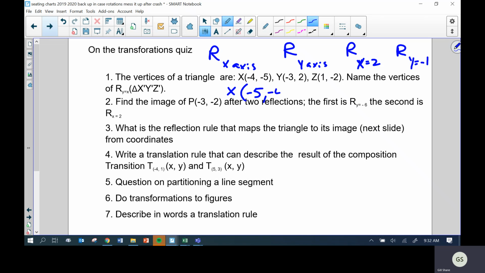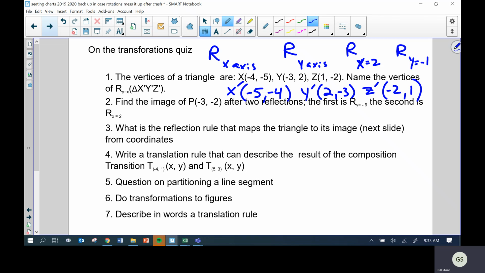So I'm literally just changing each point. So Y prime would be 2 comma negative 3. And Z prime would be negative 2 comma 1. That's all I do.